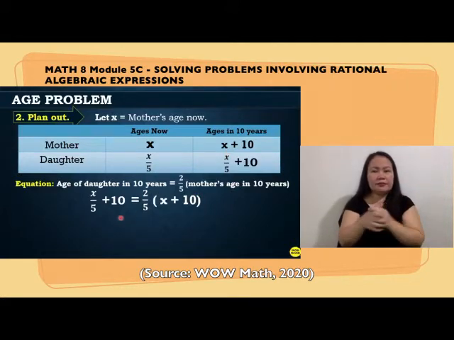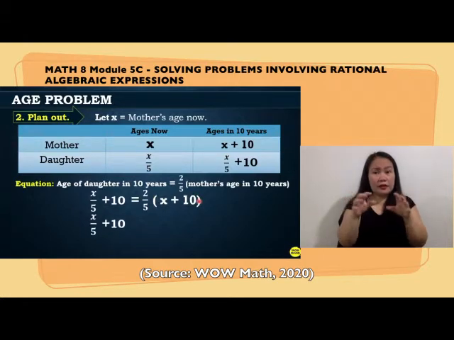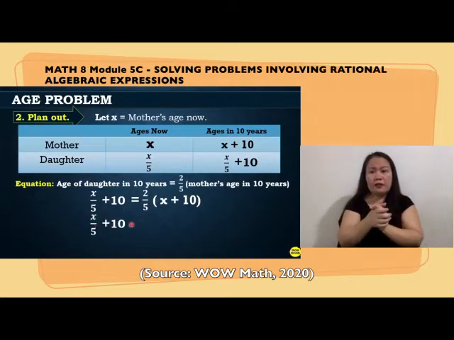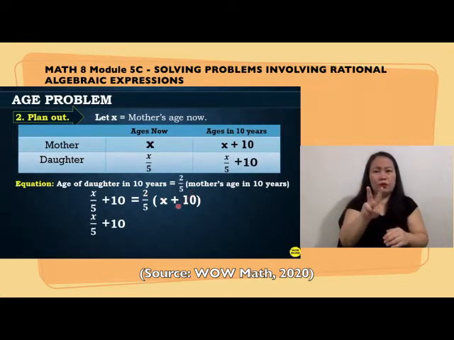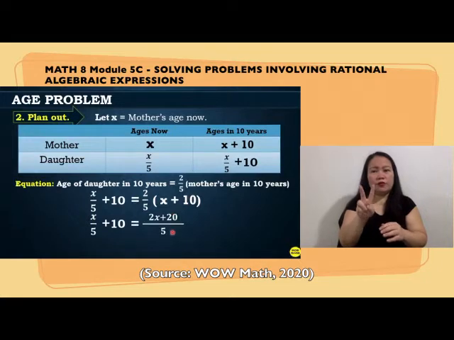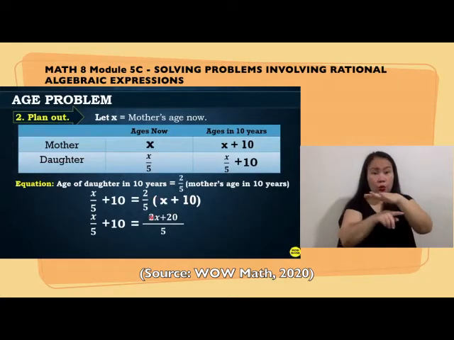So, let us simplify by eliminating the denominator. But first, remove muna natin itong parenthesis. So, we will have x over 5 plus 10 is equal to 2 times x, that is 2x, and then 2 times 10, that is 20. So, 2x plus 20 over 5. Alright, so 2x, 2 times x, that is 2x. 2 times 10, that is 20 over 5, all over 5.